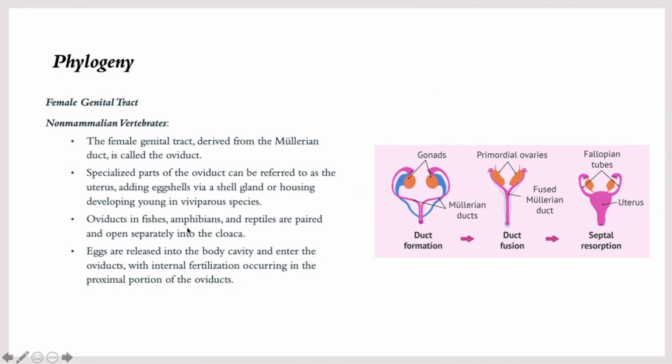Then eggs are released into the body cavity. So the eggs are released by the gonads into the body cavity and enter into the oviducts. In internal fertilization, the sperm cells will travel into the proximal part of the oviduct, so basically the upper region here. Now, going from the non-mammals to mammals, the Mullerian ducts are going to eventually fuse together. And when they fuse together, we get the uterus, like this.